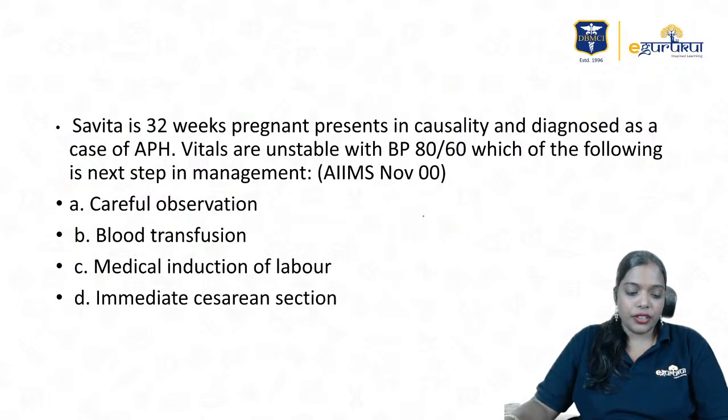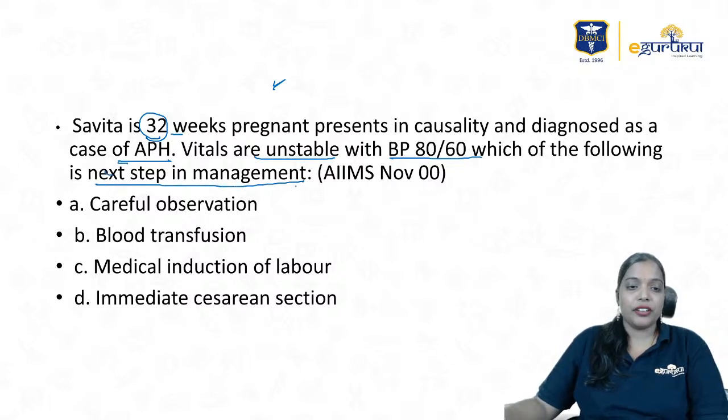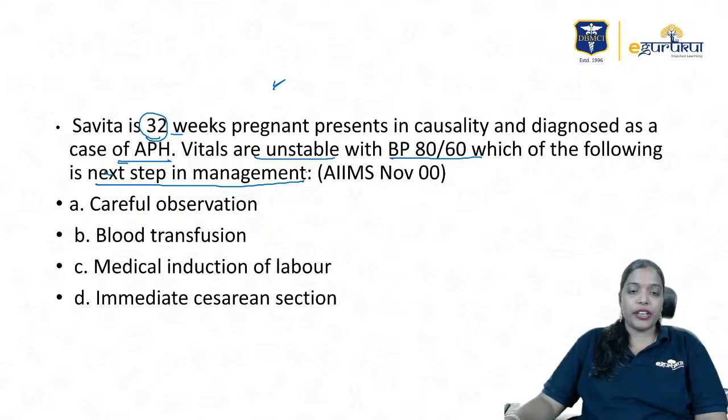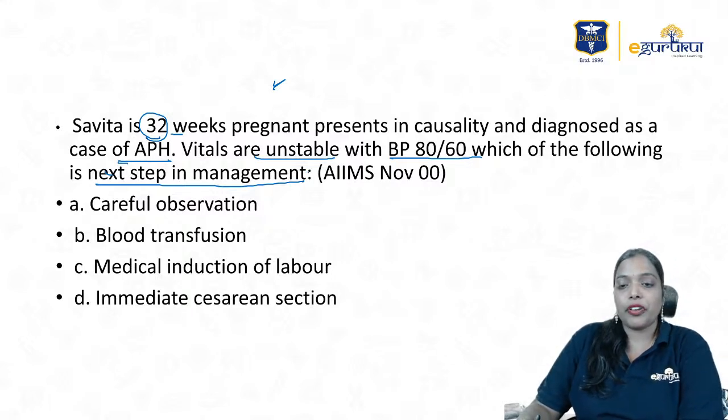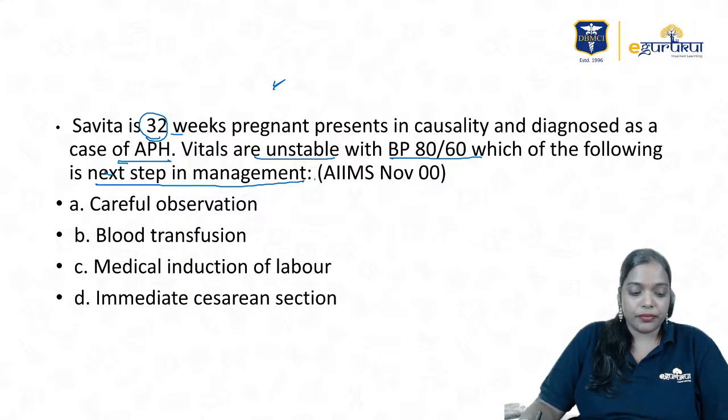Next question. Savita is 32 weeks pregnant, presents in casualty and diagnosed as a case of antepartum hemorrhage. Vitals are unstable with blood pressure of 80/60. Which of the following is the next step in the management?